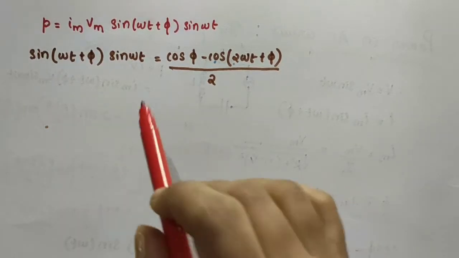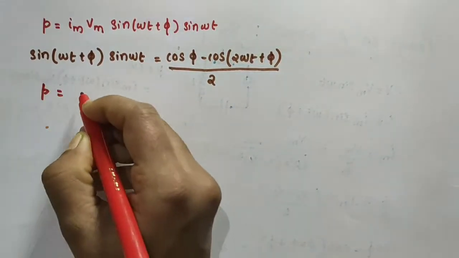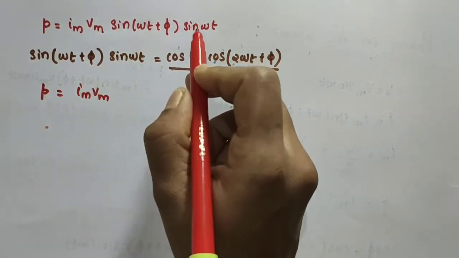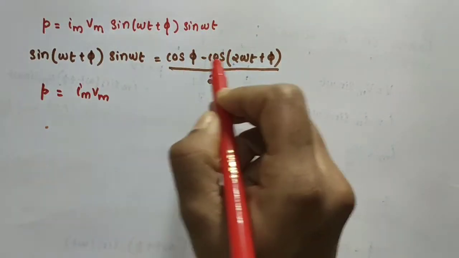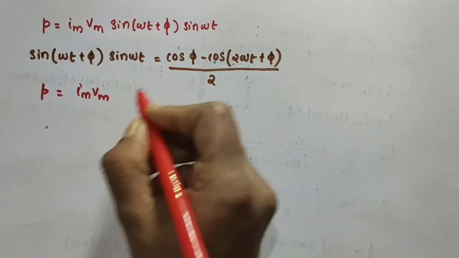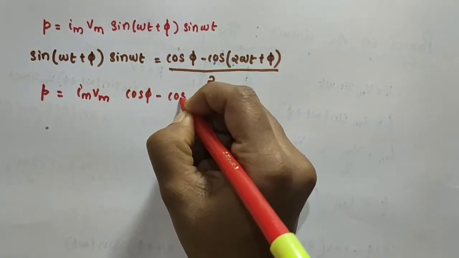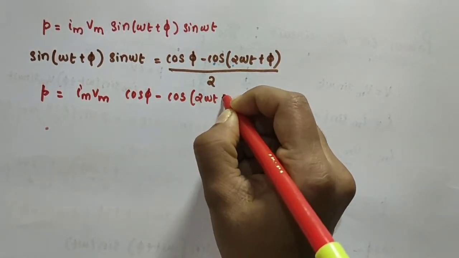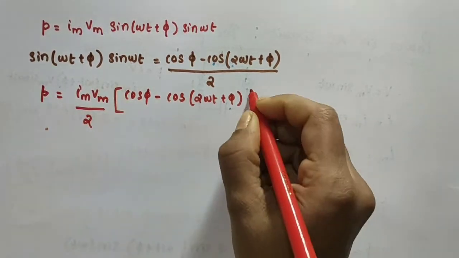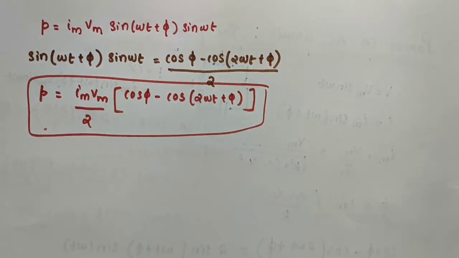When we substitute this expression, this instantaneous power p becomes Im into Vm, then sine of omega t plus phi into sine omega t can be replaced by this expression. That is Im Vm, then cos phi minus cos of 2 omega t plus phi divided by 2. That divided by 2 I am writing here. So we are getting one such expression for the instantaneous power.